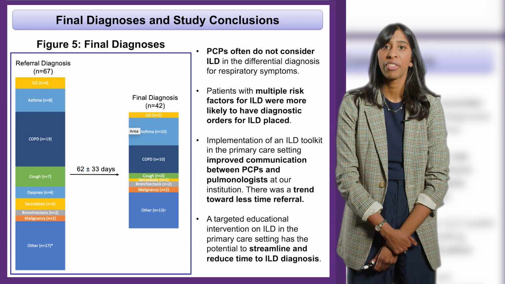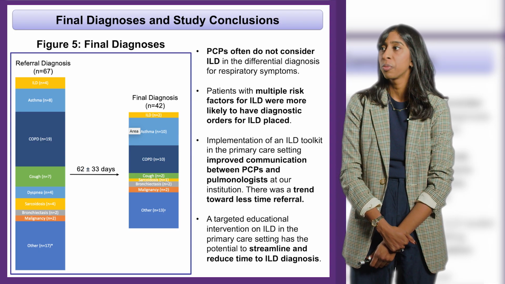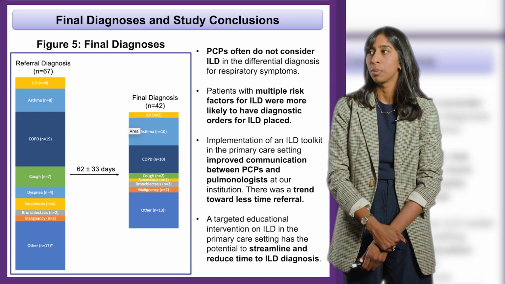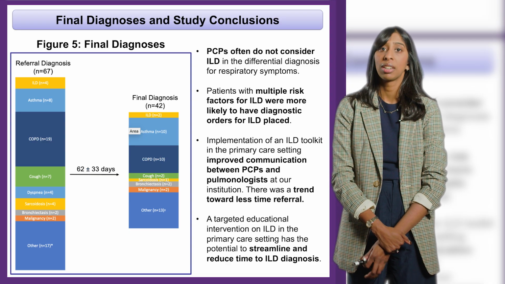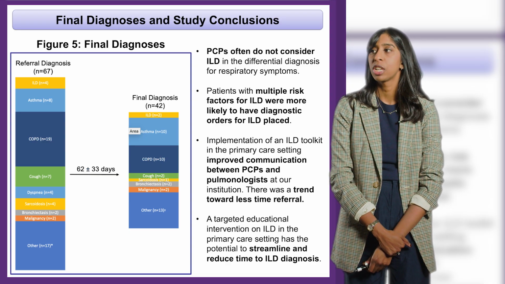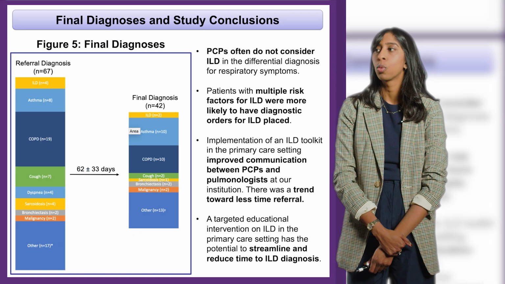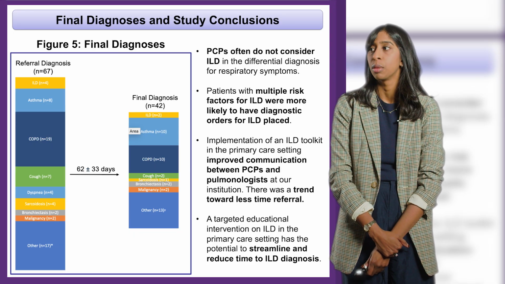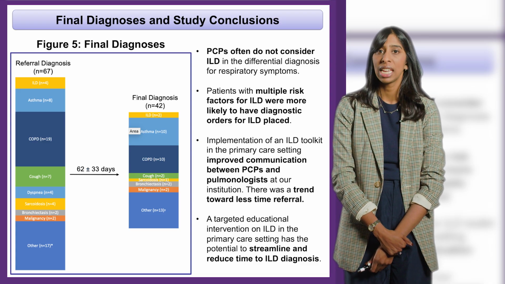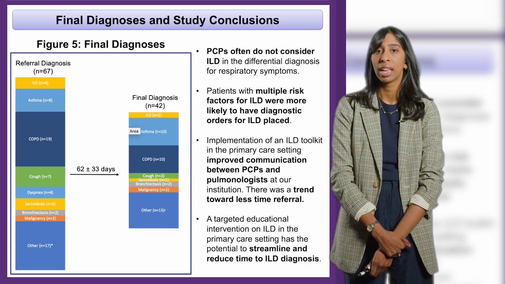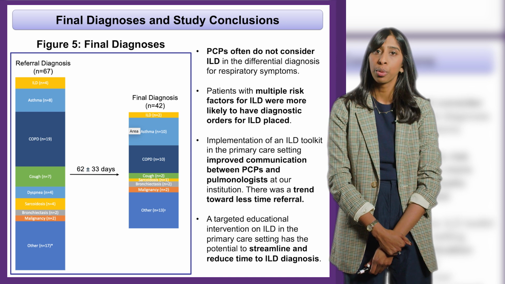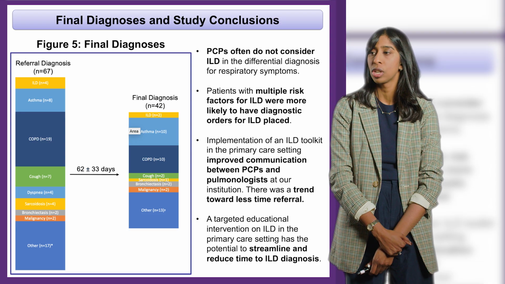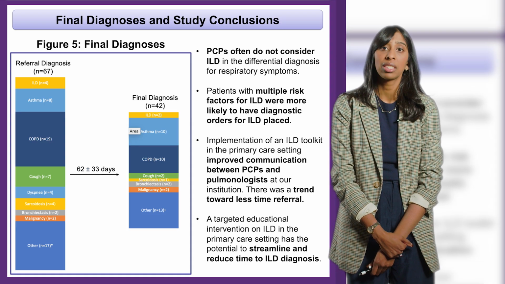So in conclusion, what we found in this project was that primary care physicians often do not consider ILD in the differential diagnosis of their respiratory symptoms, but a targeted intervention could help change that. We found that patients with multiple risk factors for ILD were more likely to have diagnostic orders that can be used to make a diagnosis of ILD placed. And we found that implementation of the CHEST Foundation's ILD toolkit in the primary care setting helped improve communication between primary care physicians and pulmonologists at our institution. There was also a trend toward less time to referral.